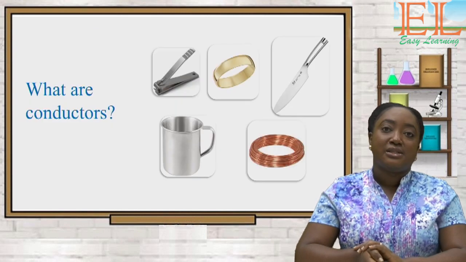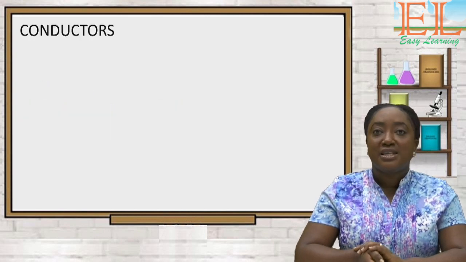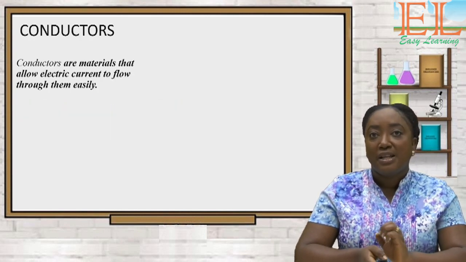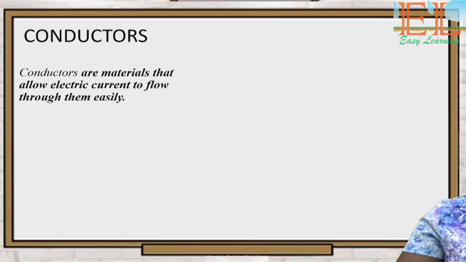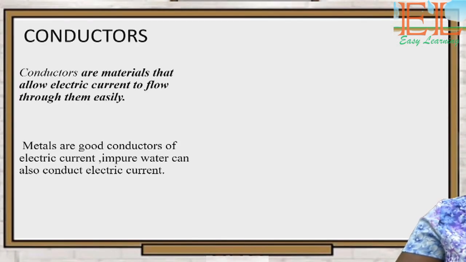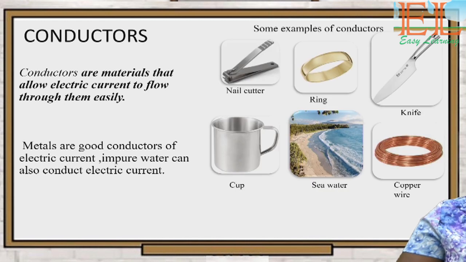What are conductors? Conductors are materials that allow electric current to flow through them easily. Metals are good conductors of electric current. But how much a metal conducts current differs from one metal to the other. Impure water can also conduct electric current. Here are some examples of conductors.